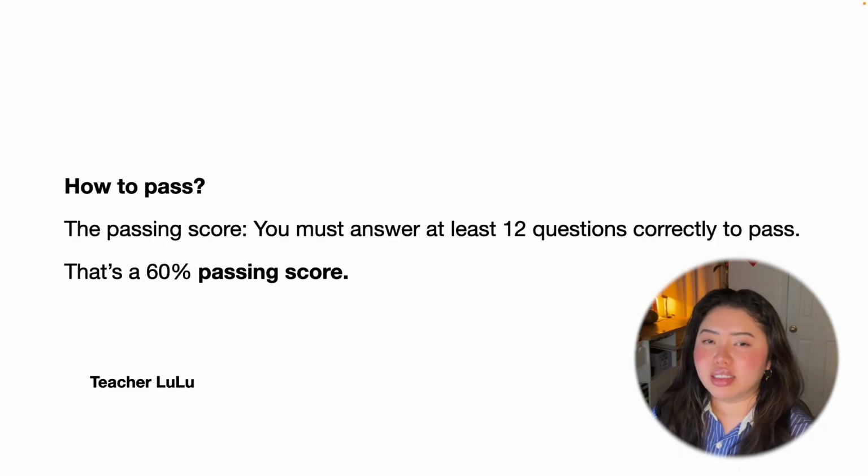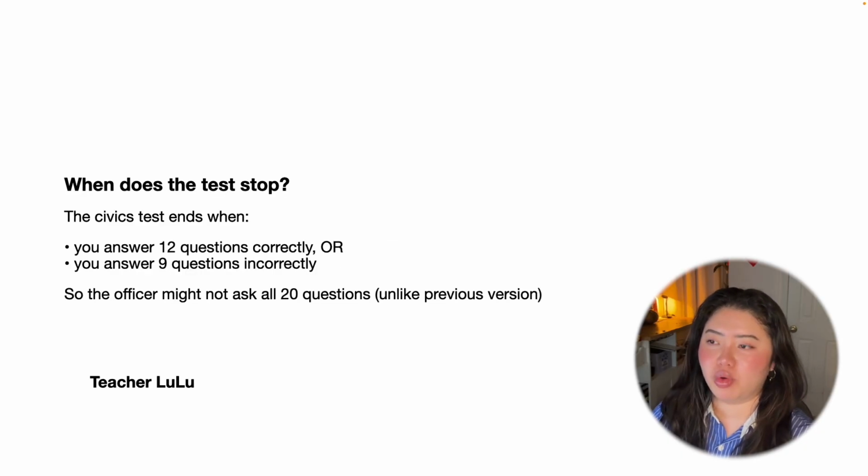And the test also adapted something a little bit different. And this is what I'm going to tell you. So the test automatically stops if two things happen. Number one, if you answer 12 questions correctly, automatically pass, done. Or you answer 9 questions incorrectly, automatically fail, done.